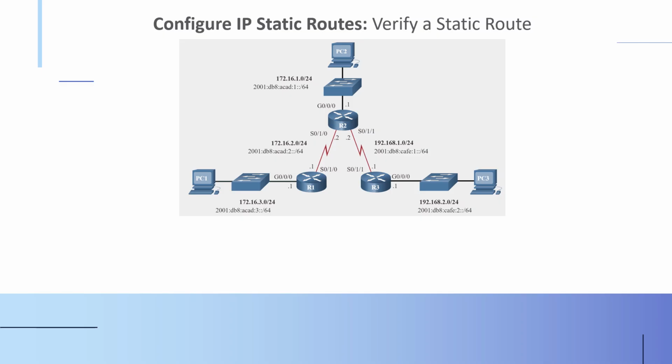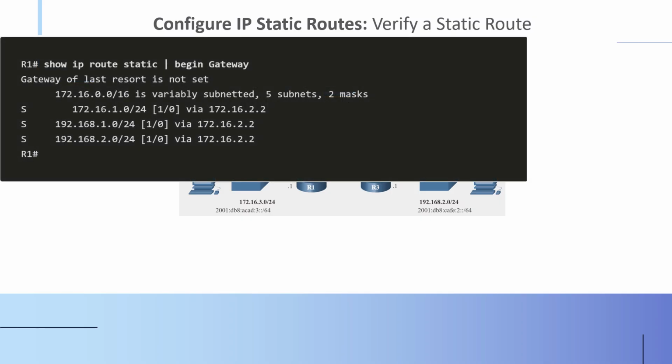So let's refer to this figure and review the networks that are configured at router 1. If we use show ip route static, we are able to see all the static routes that we configured at router 1. And here, as you can see, they are configured using the next hop address.